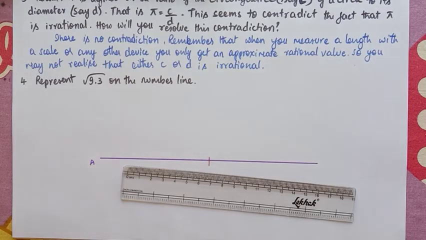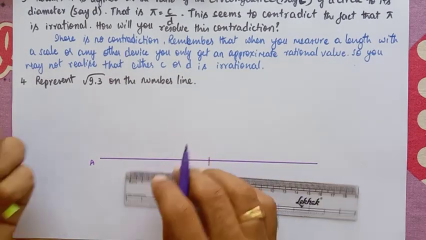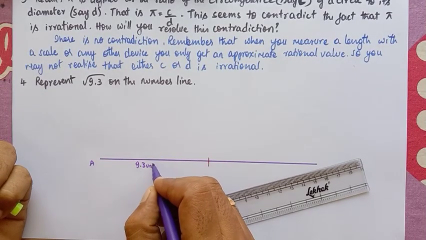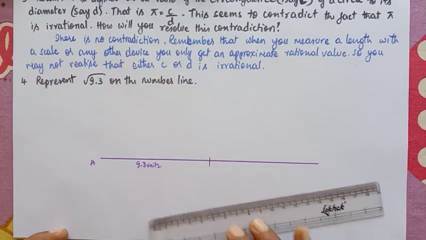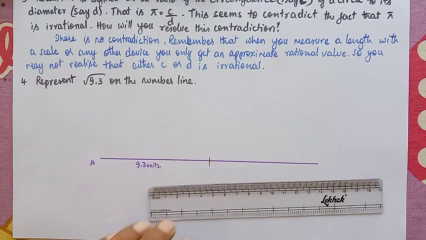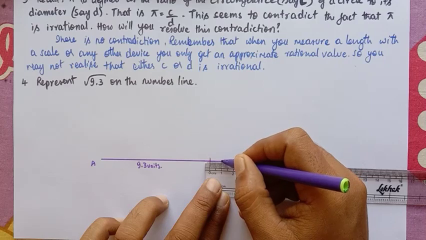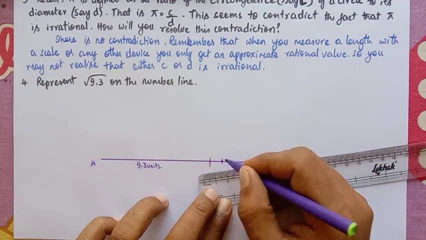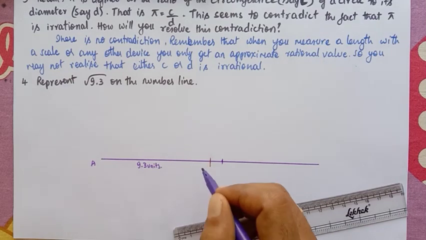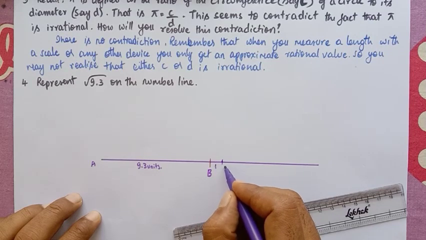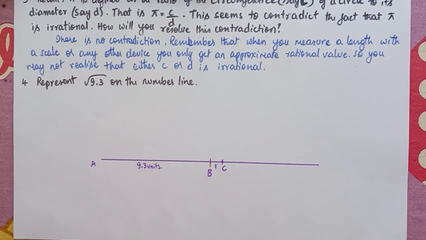And then afterwards, this one is 9.3 units. Okay, now, and then afterwards, I will take another 1 unit. Another 1 unit here. From here to here, I will take 1 unit. And A to B, this one is B, and here to here 1 unit, this one is C. Now I will take my compass and find the midpoint of AC.